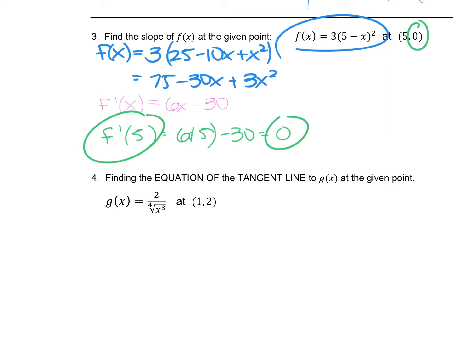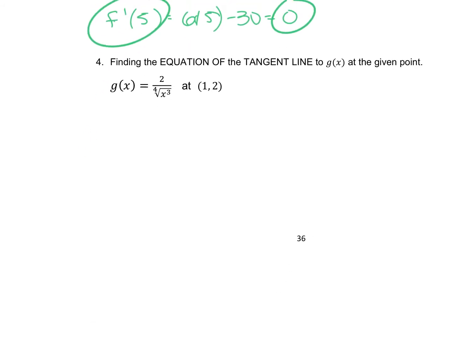What things do I need in order to write the equation of the tangent line? I need to find the derivative so that I can find the what? Slope. And then I need to plug that in with a point. Was I given a whole point in this one? Yes, I was. So, before we go there, and I'll let you finish it out for me here, let's rewrite g of x together.